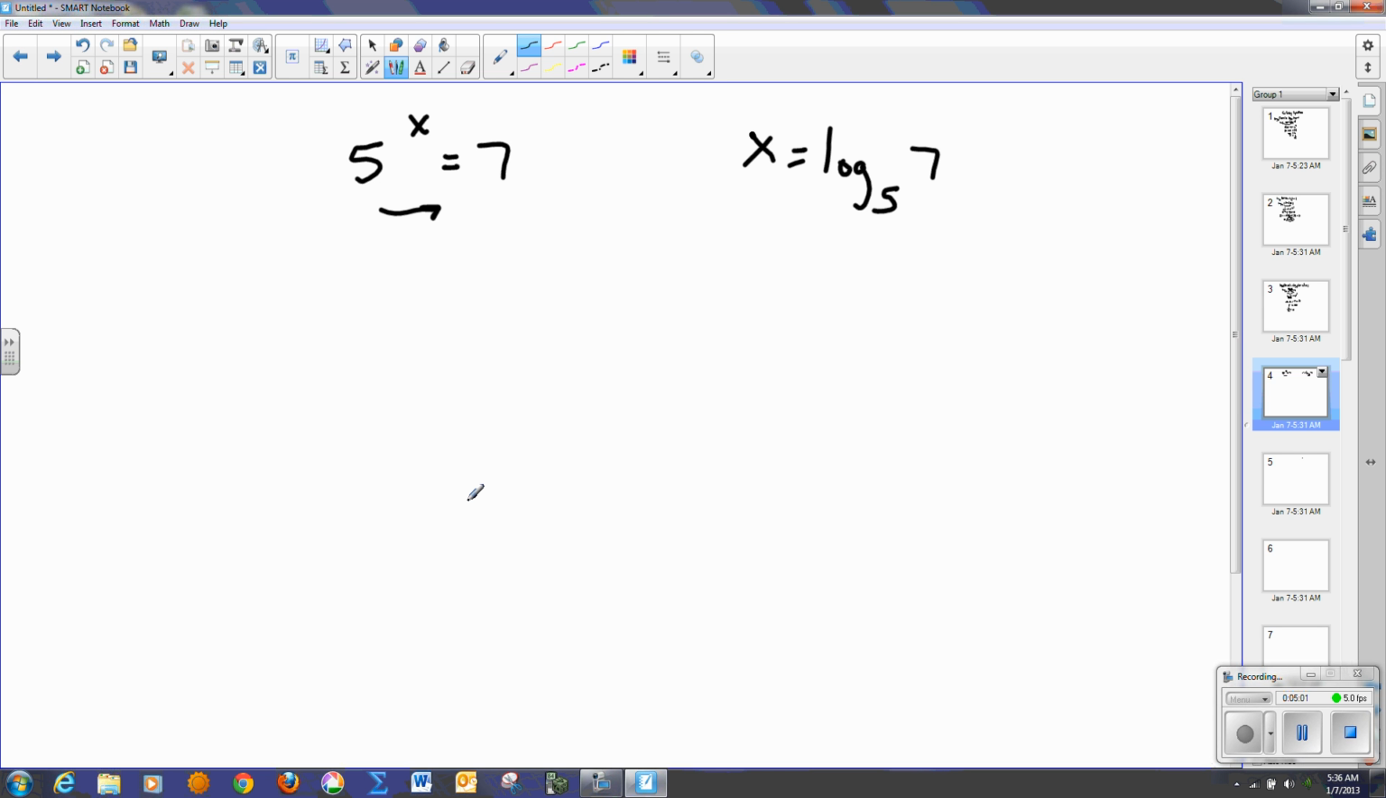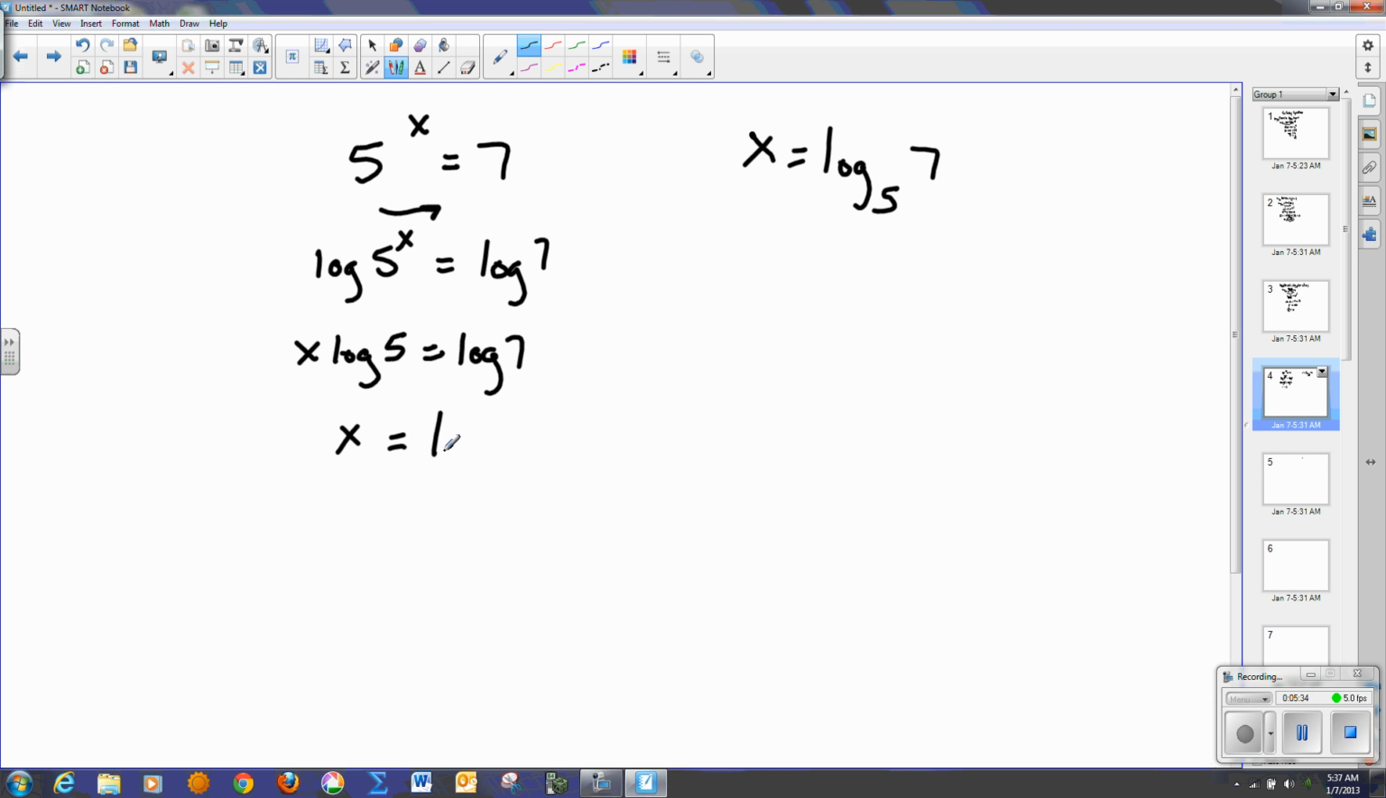Whatever I do to one side, I can do to the other. So what I'm going to do is take the common log, log base 10, of 5 to the x. And if I do it to one side, I have to do it to the other side. So log base 10 of 7. Now, by that third property on your logarithms that we covered before Christmas, we can bring the x forward. So x log 5 is equal to log of 7. And therefore, isolating x, I get x is equal to log of 7 over log of 5.